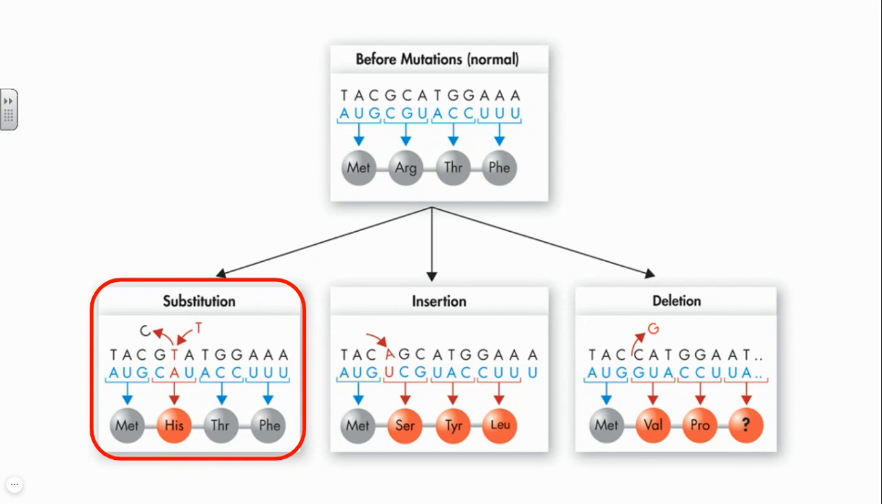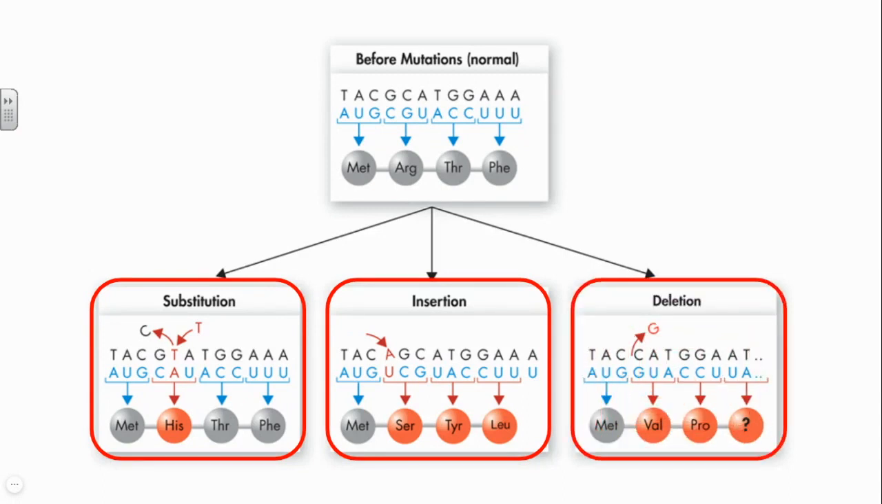In the original, there was a C, or cytosine, but after the mutation, there is a T. And you can see that that has resulted in a different amino acid sequence. Next, we have an insertion, where an extra nucleotide is put into the DNA sequence. This shifts the frame of reading, and so all of the codons after that insertion are also different. You can see that this results in many different amino acids after the mutation.